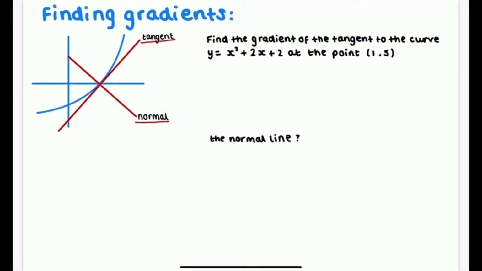I'm going to go through this question, which is find the gradient of the tangent to the curve y equals x squared plus 2x plus 2 at the point 1, 5. The differentiation of this curve is going to be 2x plus 2. The differentiation of a curve is always equal to the gradient of the tangent at the certain point. So using the coordinate from the question, we can take that x equals 1. We're going to put this into the expression, which will give us 4 as the gradient of the tangent.